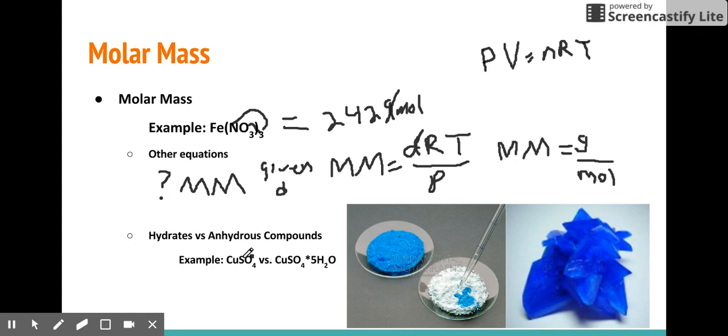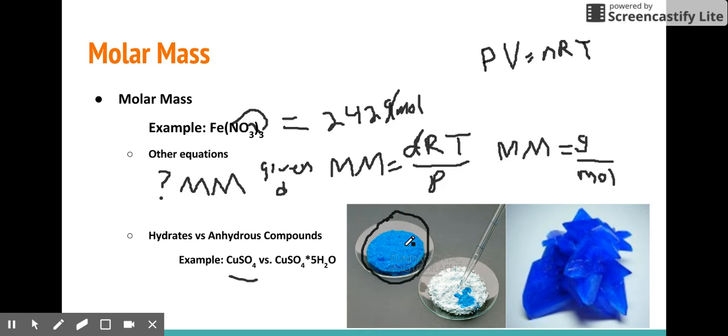Now, let's look here at the bottom where it says hydrates versus anhydrous compounds. In your previous chemistry class, you might not have used hydrates before. Here's the difference between the two. This compound right here is copper 2 sulfate. And this is what you see in this little watch glass here. It's a fine powder. The difference between this one on top and this one on the bottom is that this has a blue color to it because of the copper 2 ion.